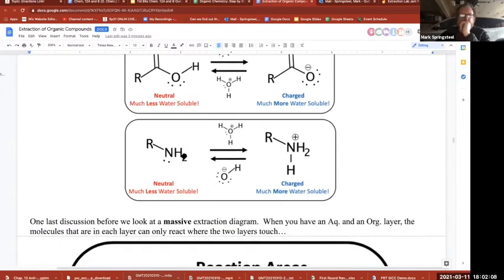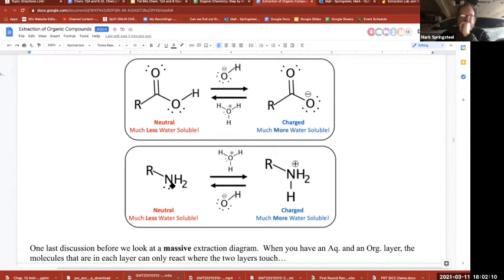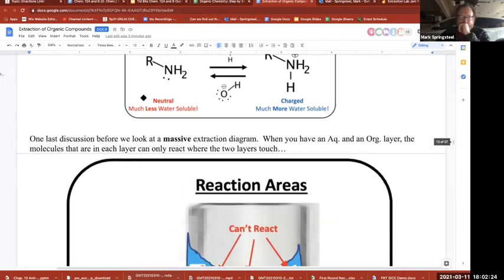And you do the same thing with amines, but it's interesting that the amine, when it's neutral, is organic soluble, less aqueous, but you add acid to make it aqueous soluble. With the acid, you add base to make it aqueous soluble. It just has to do with charge, no charge, right? Okay.